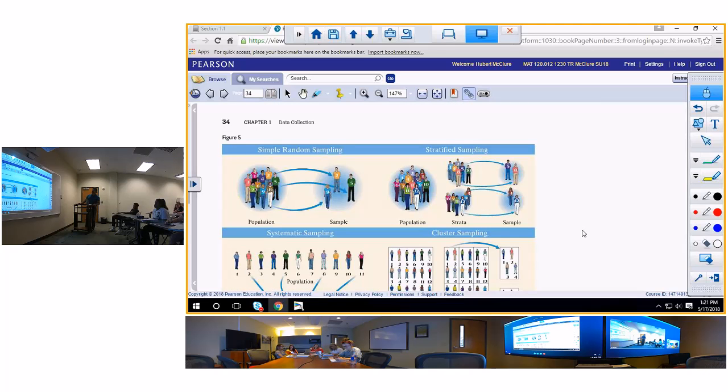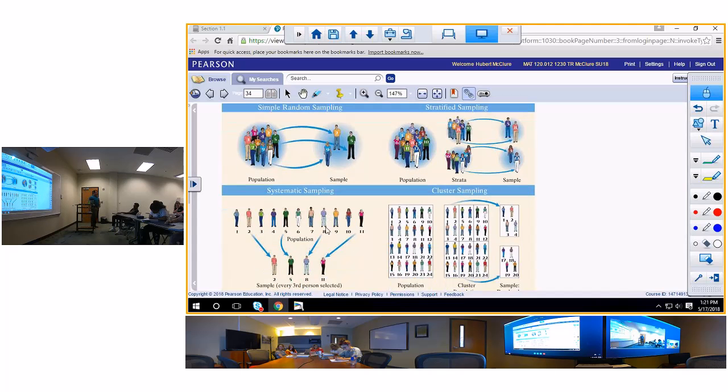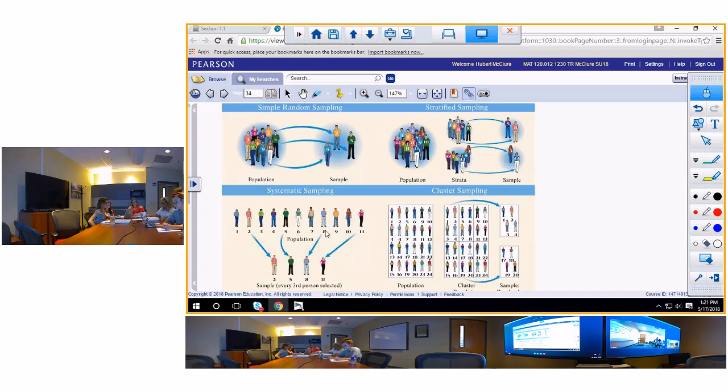There's random sample right here. There's stratified sampling, which means grouping. Systematic sampling. Now, if you want to know the best sample besides a random sample, it's a systematic. Page 34.